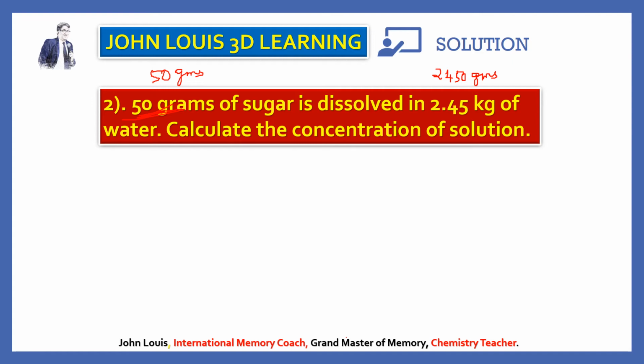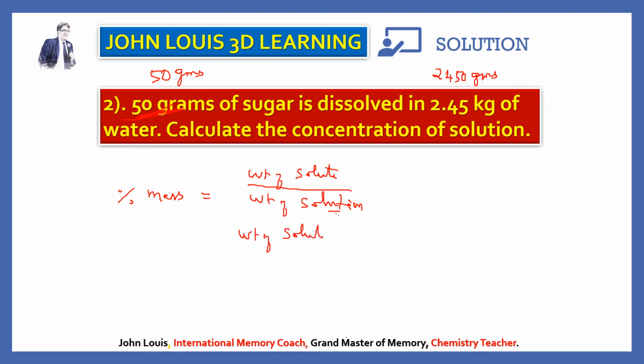Now we look at the formula. So percentage by mass, or mass percent. Mass percent is equal to, what is the formula? Weight of solute or mass of solute divided by weight of solution. That means weight of solution is the sum of the weight of solute plus solvent, into 100. Into 100, because percentage means for 100 we have to take.